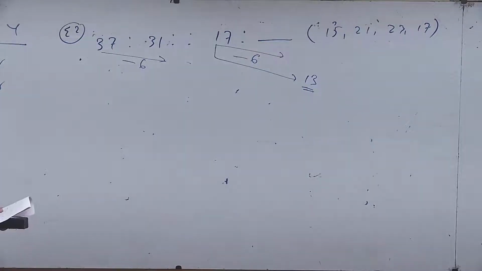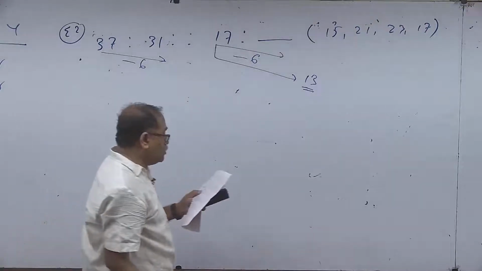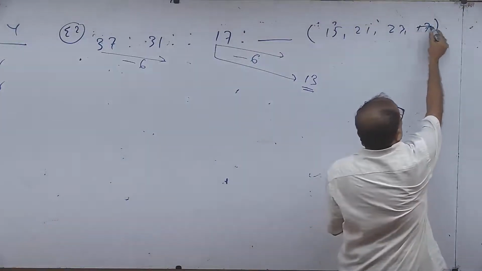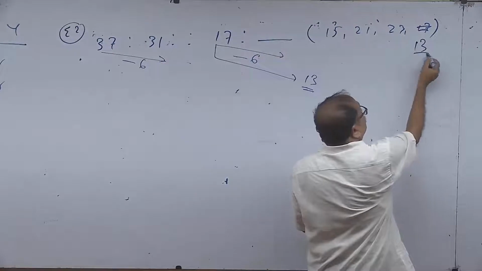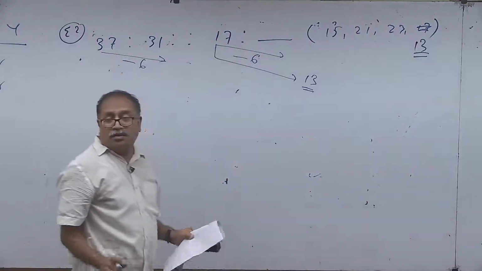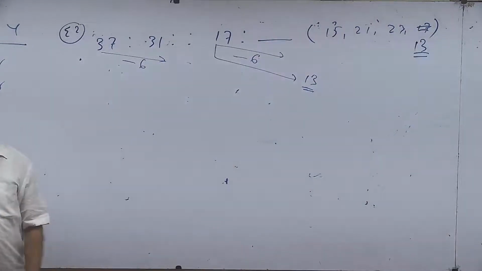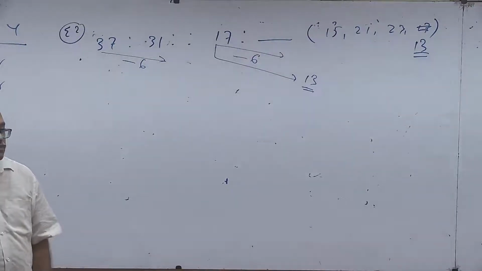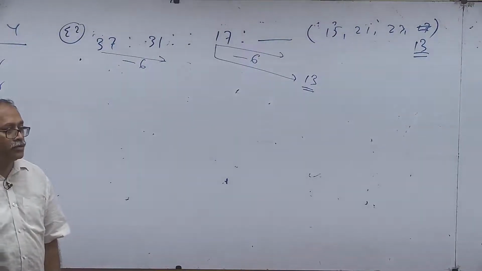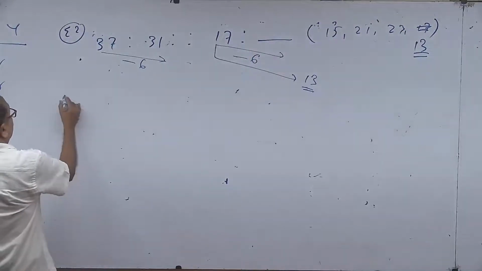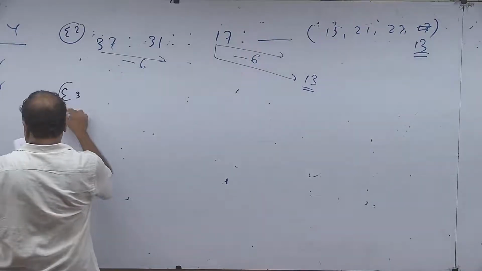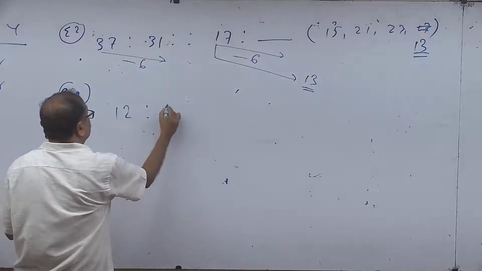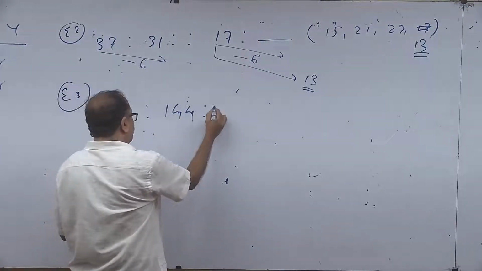Acha, one minute, 15, 21, I made a mistake, I am sorry for that. This option is given as 13, I am sorry. So this option is given as 13, that means preceding prime number, okay.